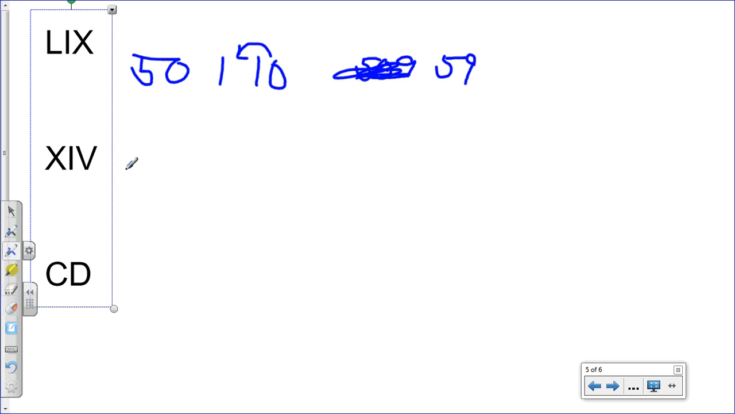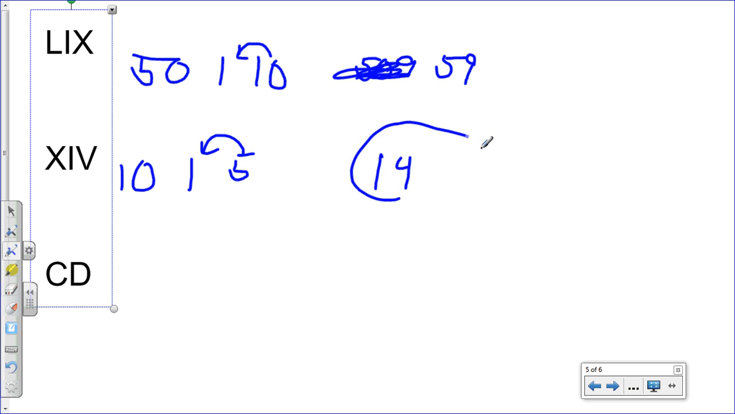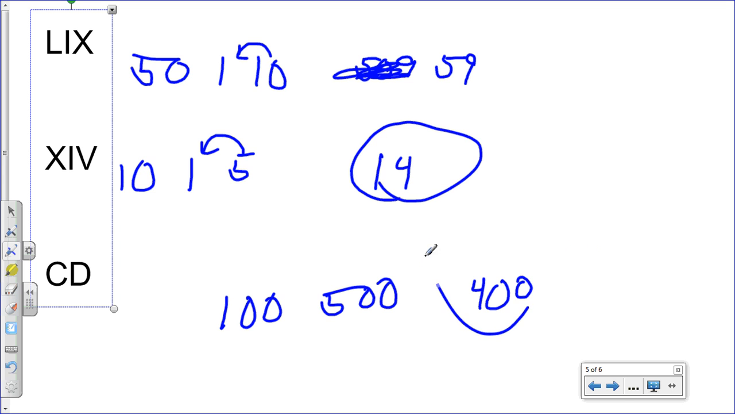So what do we have here? We've got X, which is 10, I, which is 1, and V, which is 5. The smaller number is to the left. Always to the left first. 5 minus 1 is 4, which now gives us 14. Then we've got CD. C is 100, D is 500. The smaller one is to the left, so we subtract. 500 minus 100 is 400.